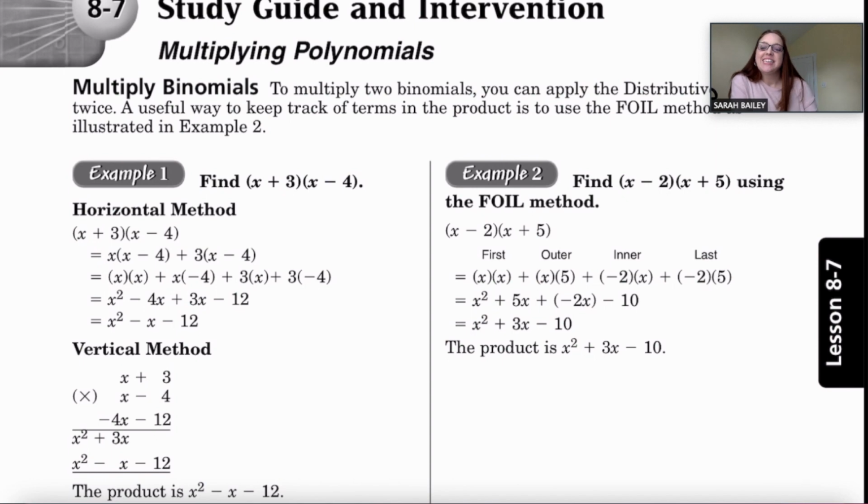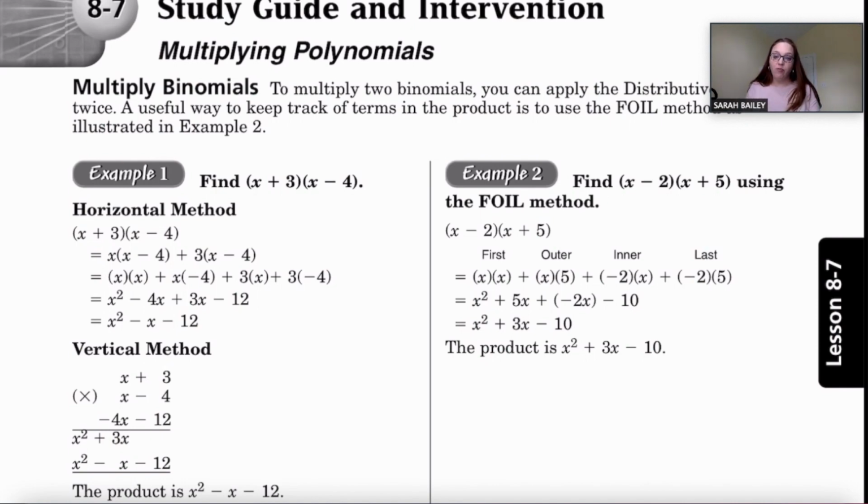Hey guys, today's lesson is on multiplying polynomials. So this is a little bit different than what you did in the last lesson. Most of these are going to be multiplying two binomials. That's what's on the first page.